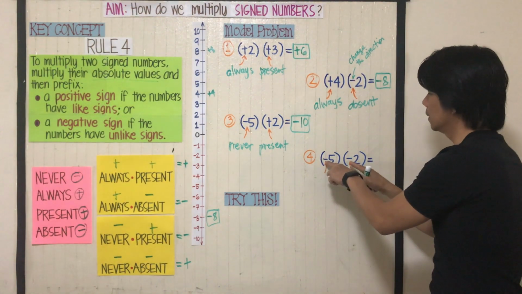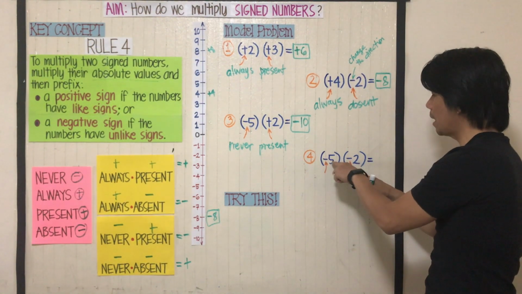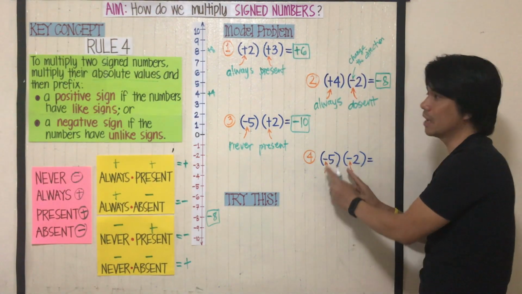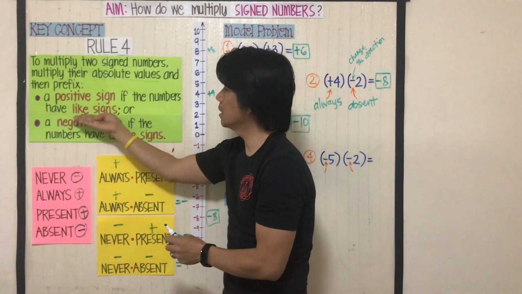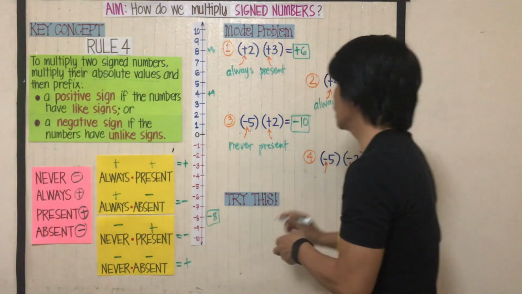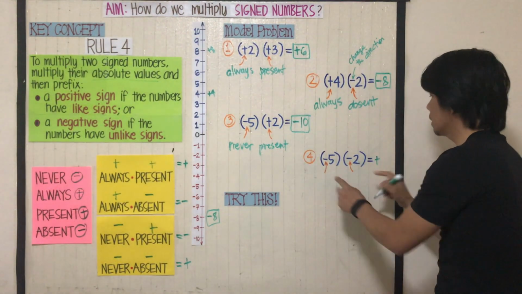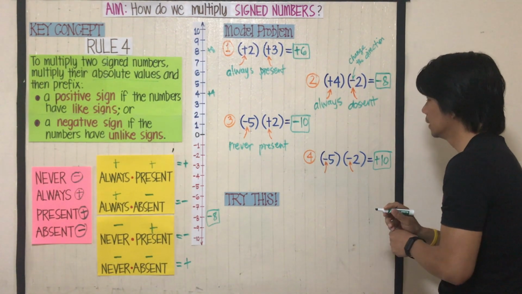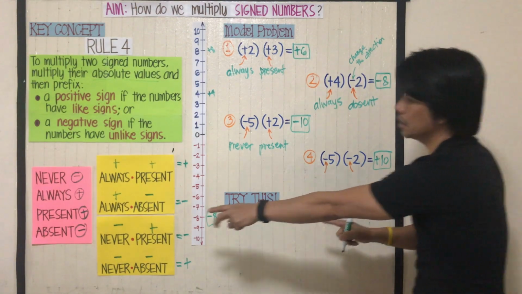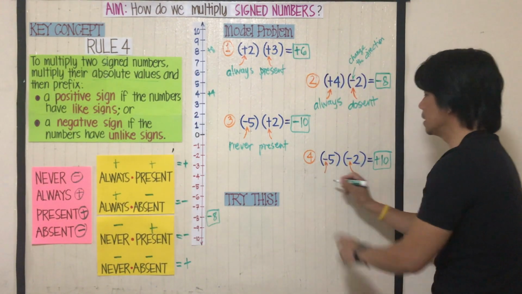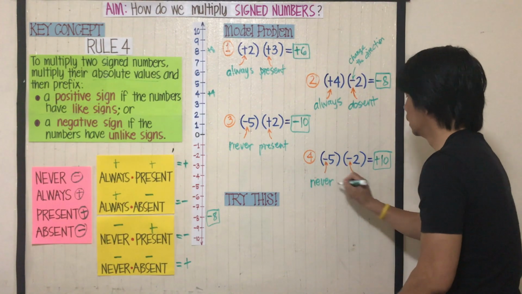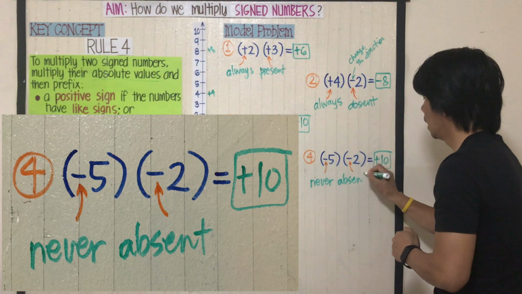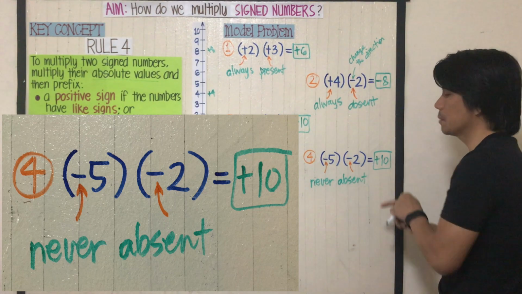Now let's solve number 4: negative 5 times negative 2. They have like signs this time, the same sign. So therefore it's positive. Positive what? 5 times 2 is 10. Now, using that principle, negative is never, and negative on the second number is absent. If you were never absent, then it's a positive thing.